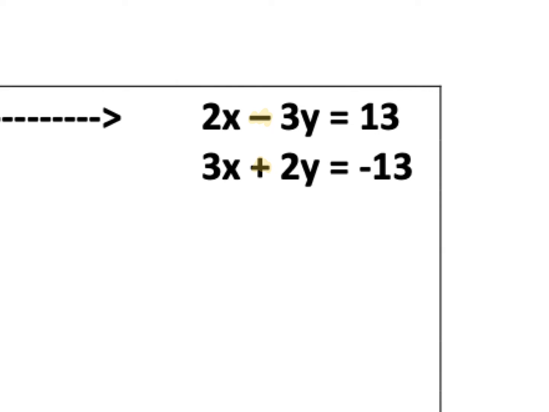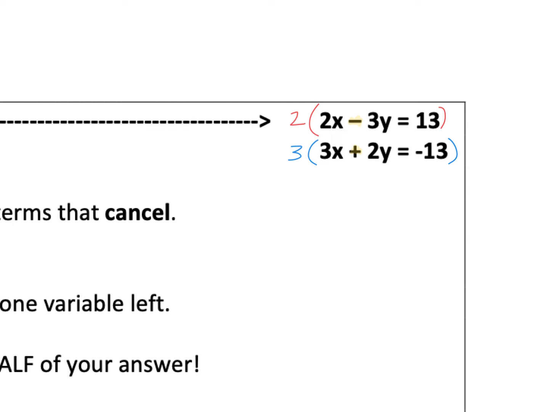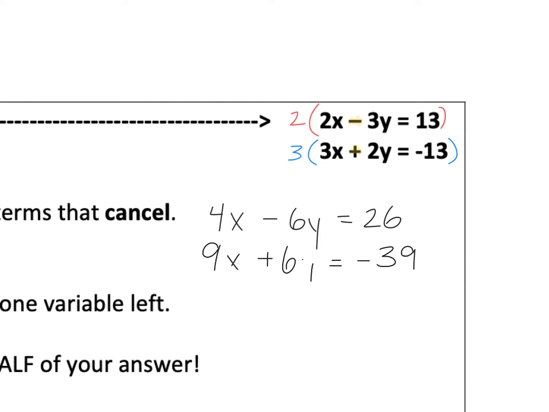So if I multiply the top equation by 2 and the bottom equation by 3, then you should see what happens. We're going to try to cancel these out. Everything in the top gets multiplied by 2, so 4x minus 6y equals 26. Your bottom equation gets multiplied by 3. Not that you have to use a calculator, but if you need it, you'll have it. So that would be 9x plus 6y equals negative 39.